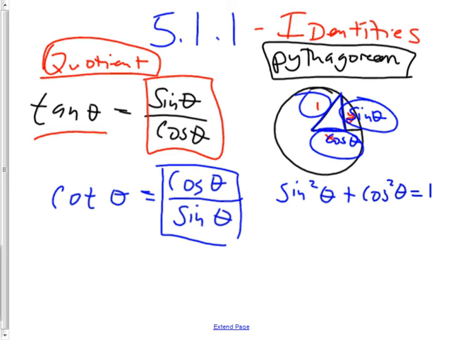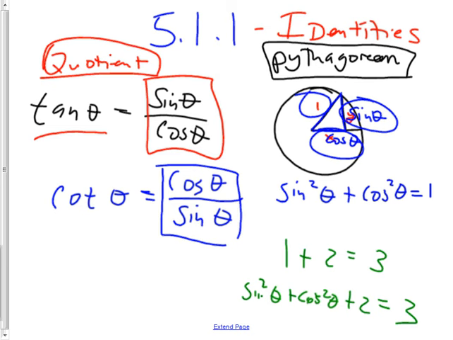So if you ever see a 1 in an equation, you can substitute it for sine squared plus cosine squared. It's true. It's just a fact you can use from now on. So if that's really equal to 1, do you get that 1 plus 2 equals 3? Do you get that sine squared plus cosine squared plus 2 equals 3? See what I did there?